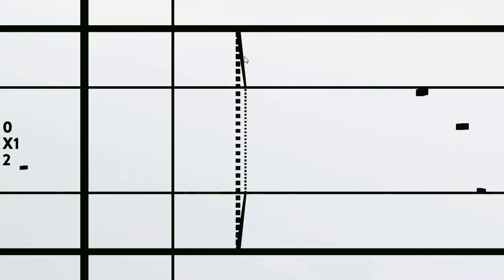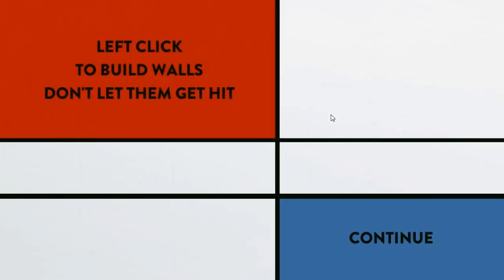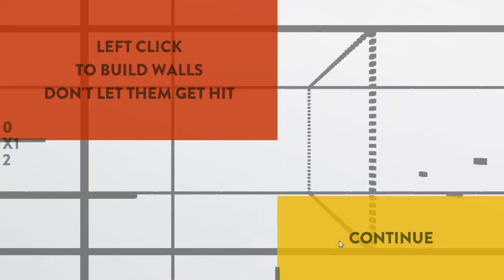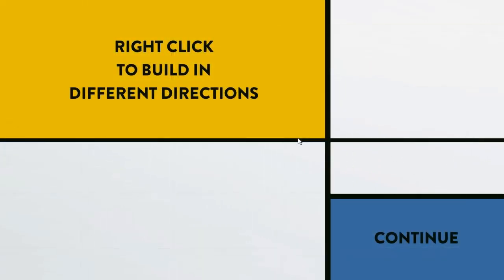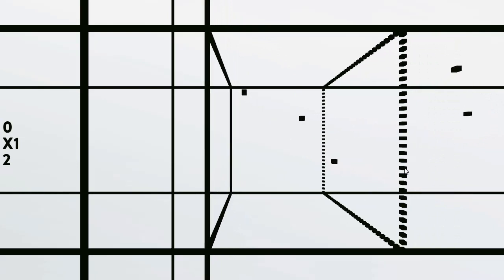So this is my very first time picking it up and trying it out, and we are presented with a pretty empty screen here with a three-dimensional partition here. Left click to build walls, don't let them get hit, continue. Okay. I kind of figured that's what we were supposed to do, but I just wanted to make sure. Right click to build in different directions. We can do this. So that partition has sealed off all that space, and then we're going to try and get all the balls together in the same spot and then build another.